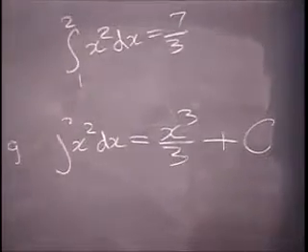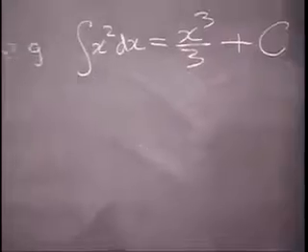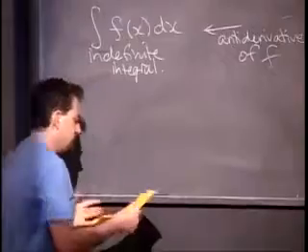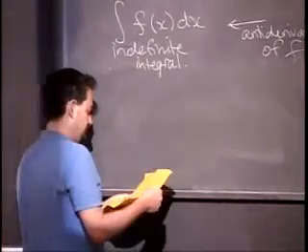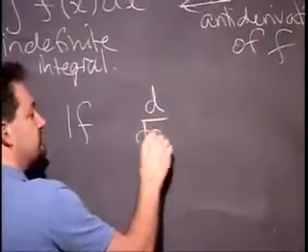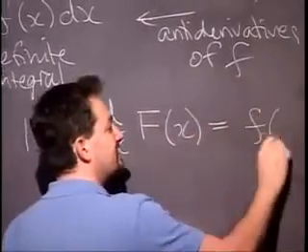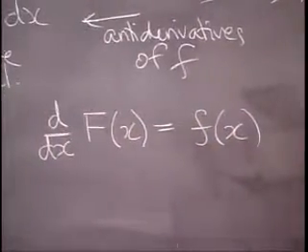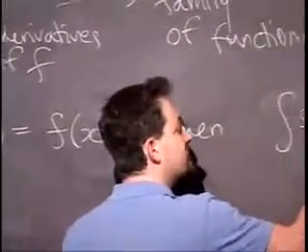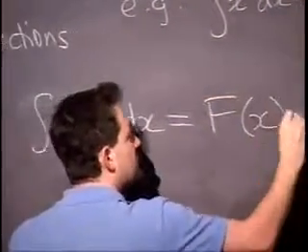Anyway, now that we have this, I want to just state one equation which summarizes this. And it's so important, I really, really want you to learn this. If the derivative of some function capital F of x is equal to little f of x, then the integral, the indefinite integral or antiderivative of little f is capital F plus constant.